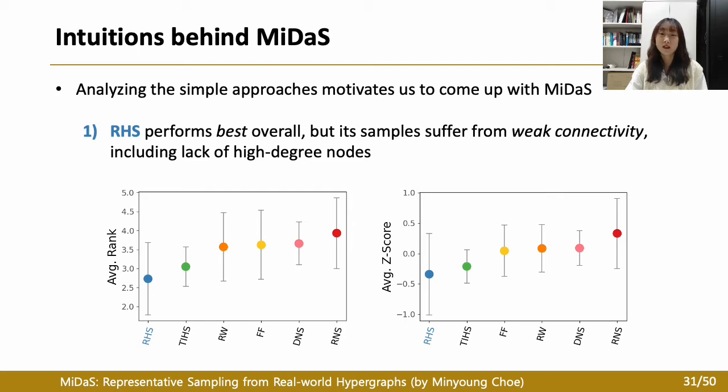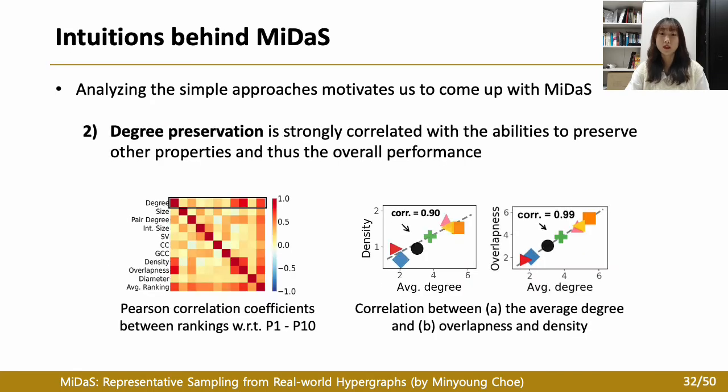The first finding is that RHS performs best, but its samples suffer from weak connectivity, including lack of high-degree nodes. The second finding is that degree preservation is strongly correlated with the abilities to preserve other properties and thus the overall performance. The left figure shows that Pearson correlation coefficients between degree and other properties are relatively high. The right figure shows that the average degree has a strong correlation with overlayness and density.